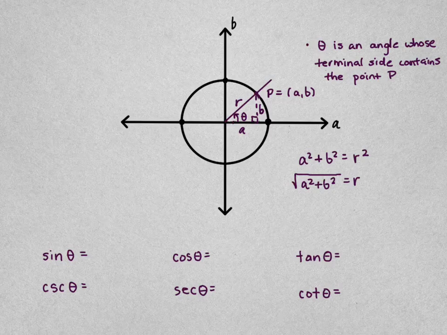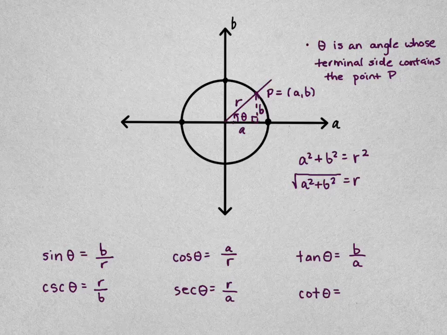So now we can write out the values of our 6 trig functions for theta. Sine, if we're looking at this triangle, is going to be opposite over hypotenuse, so B over R, where R is the radius of our circle. And then cosine is going to be A over R, and tangent is going to be B over A. Now, to get cosecant, we just flip sine, so R over B. Similarly, we get R over A for secant and A over B for cotangent.